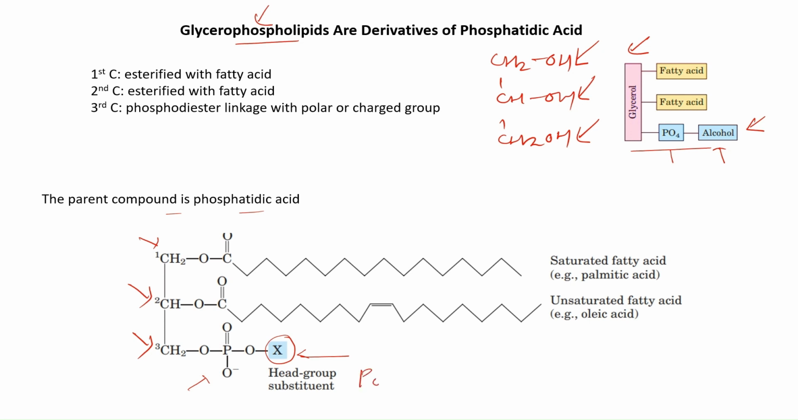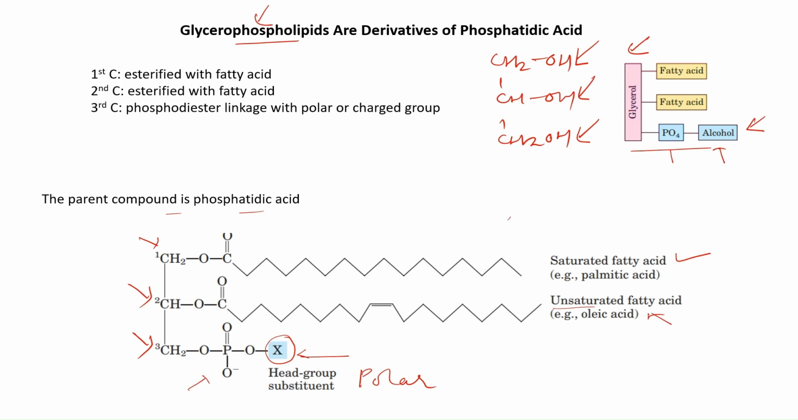That means this is polar, because alcohol is polar, and the phosphate, phosphatidic acid, also. Correct. So this is common. Now this X group will be different, and based on the X group, the name of the glycerophospholipid will also differ. One more thing you can note: generally in glycerophospholipids, the first fatty acid attached to C1 of glycerol is a saturated fatty acid, and the second fatty acid attached to C2 of glycerol is an unsaturated fatty acid. So mostly you will see this structural makeup.